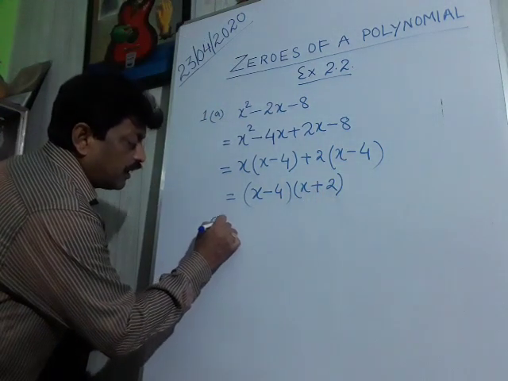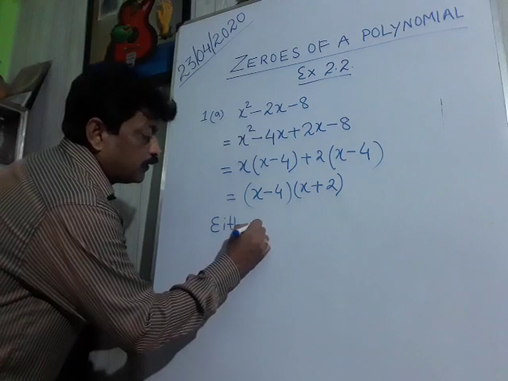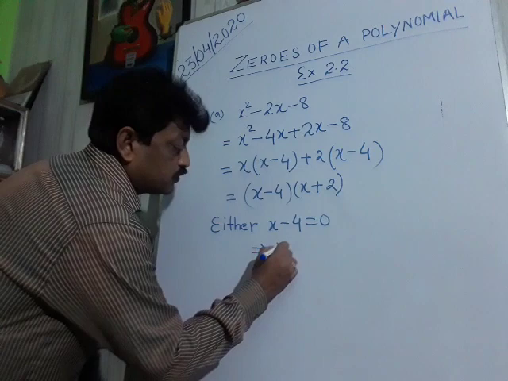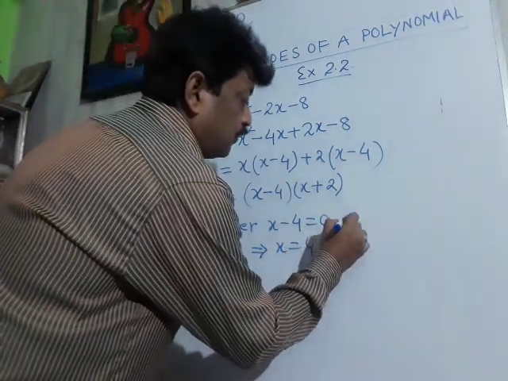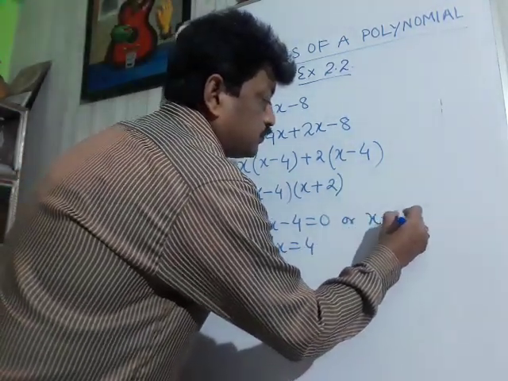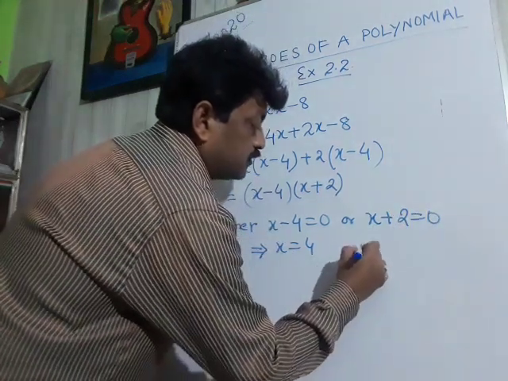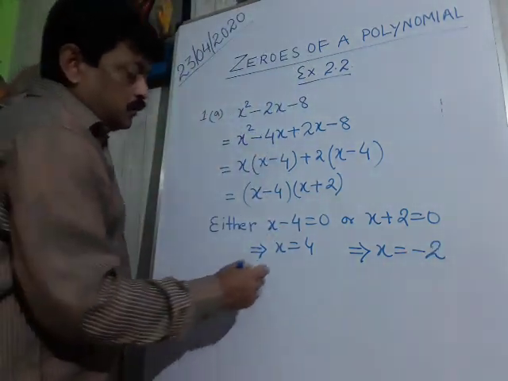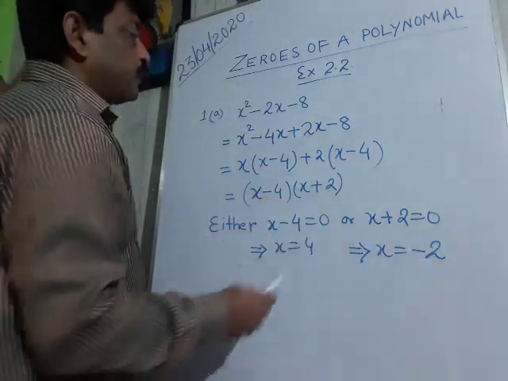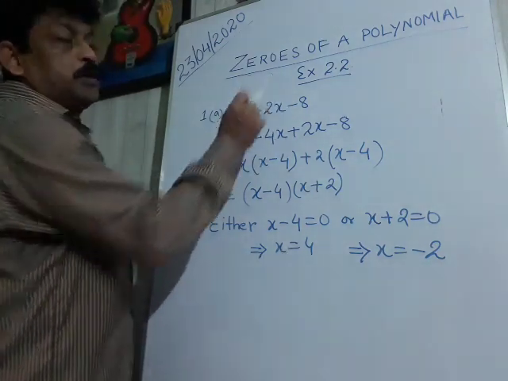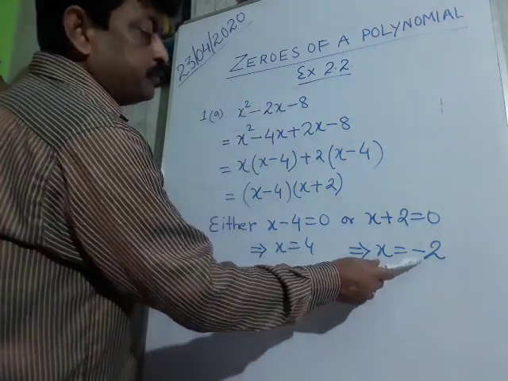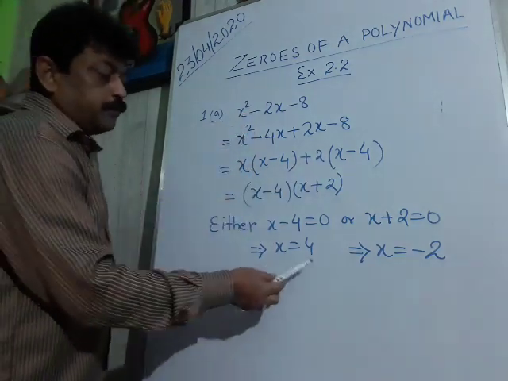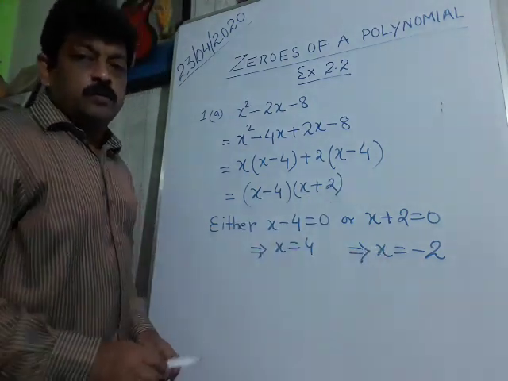So we can write either x minus 4 equals 0, which implies x equals 4, or x plus 2 equals 0, which implies x equals minus 2. So these are the two zeros, 4 and minus 2. If we put 4 here, the polynomial will become 0. Similarly, if we put minus 2 here, again the polynomial will become 0. So 4 and minus 2 are the zeros of the polynomial.